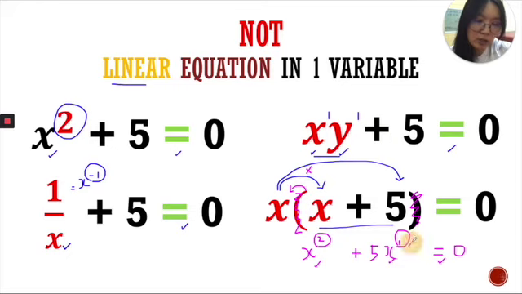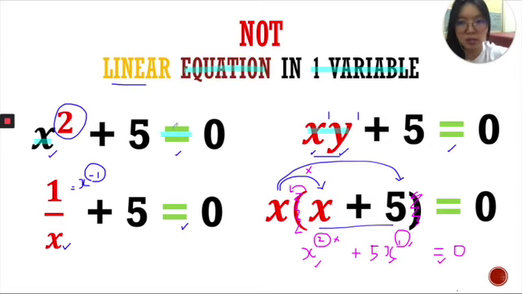Even there's 1, but this is 2. This is not a linear equation in one variable. Pretty clear? Therefore, to check whether this is a linear equation in one variable, there are three things to check. First, check whether it is one variable. Check for the alphabet.